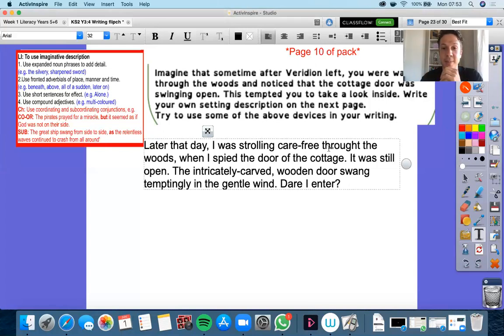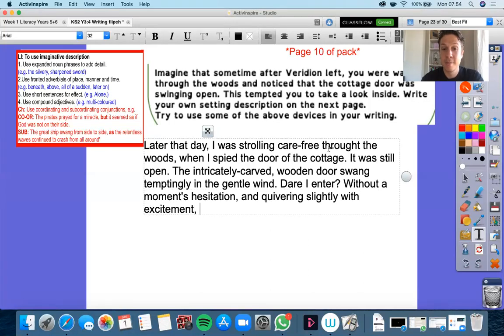Now, he's not going to hesitate because he's quite a brave, adventurous, mischievous person. So I'm going to say, without a moment's hesitation, as my fronted adverbial. You could say quickly or very slowly, depending on your character's personality. Without a moment's hesitation, I'm going to add a non-finite clause in there, and quivering slightly with excitement. Maybe if your character isn't so brave, maybe they'd be shaking slightly with fear, or my heart pounding in fright.